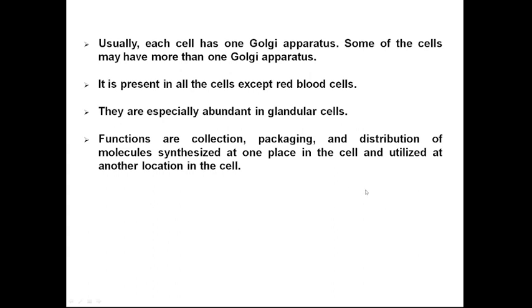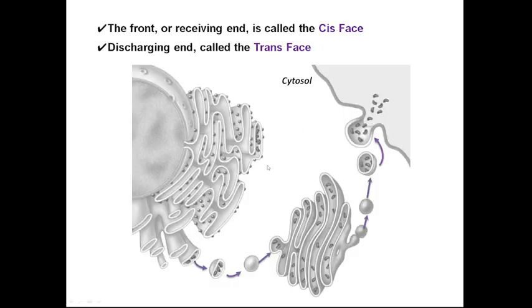The major functions of Golgi apparatus are collection, packaging, and distribution of molecules synthesized at one place in the cell and utilized at another location in the cell. It also helps in packaging of substances to be secreted from the cell.